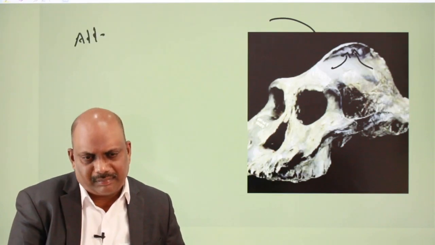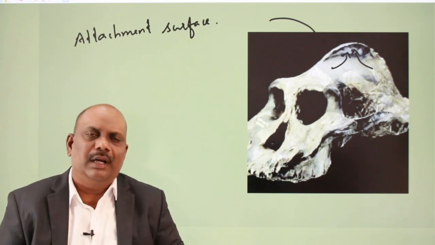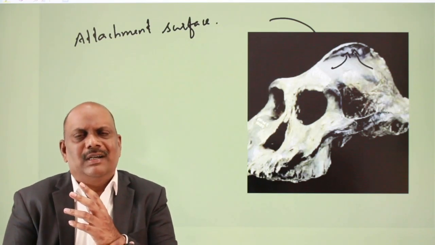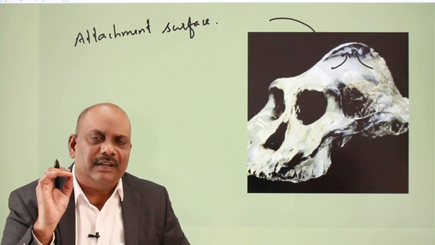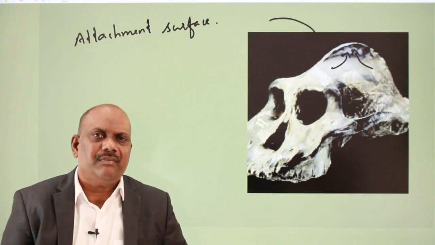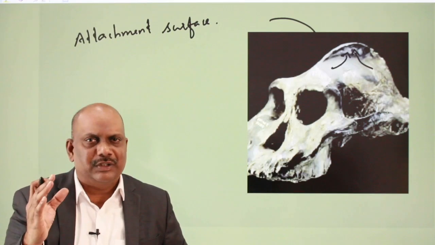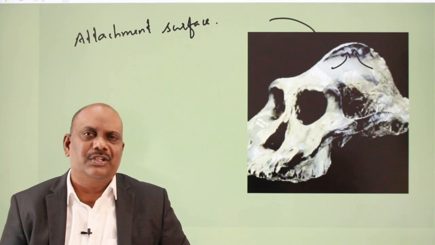Attachment area. On a bone, a muscle gets attached, we know that. But a muscle cannot attach to the bone in each and every place. There are some specific regions in the bone where the muscles get very tightly attached. So in every bone we can see some rough patches, and these rough patches are meant for the muscles to get attached.